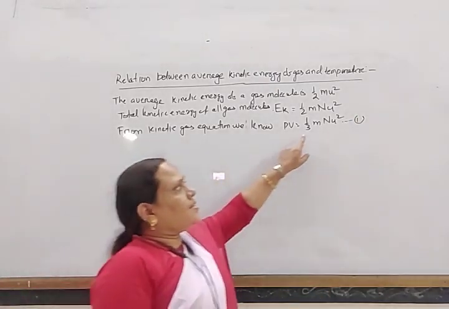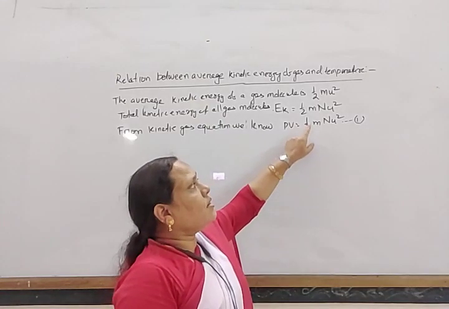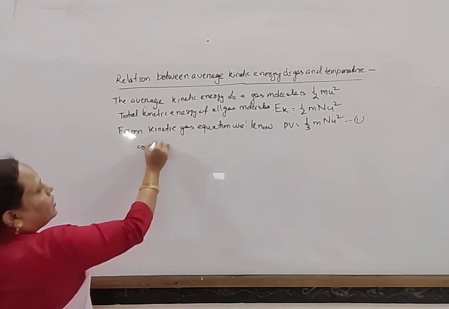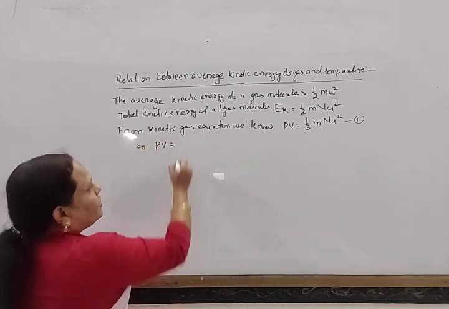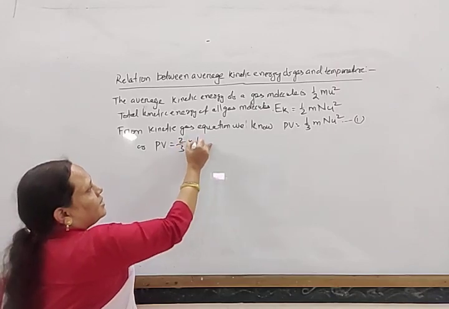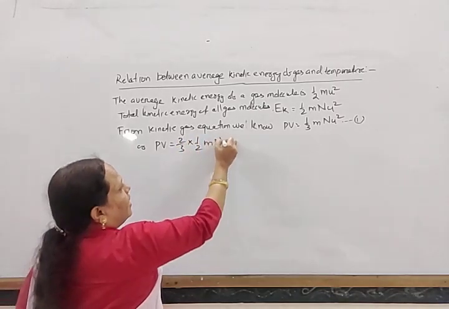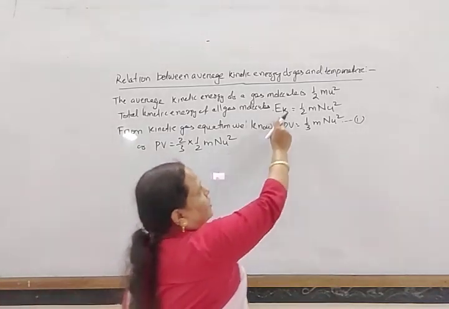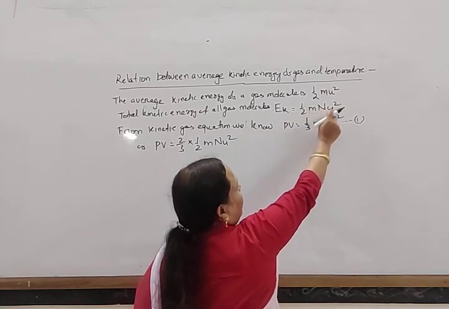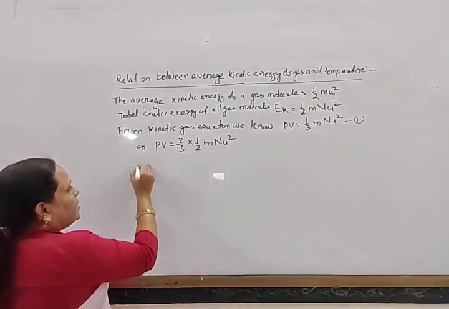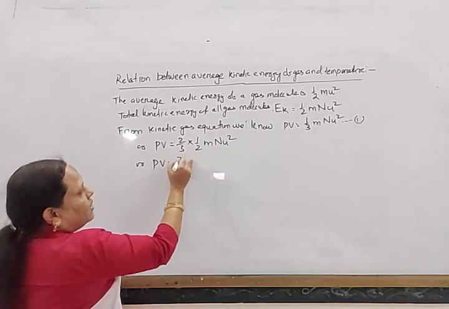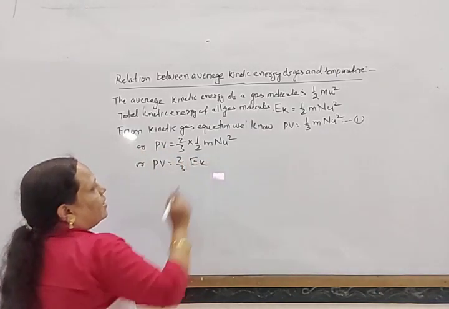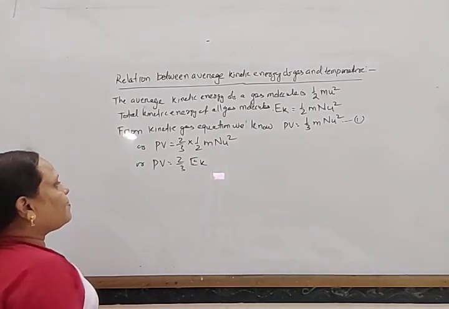Now multiply the right-hand side of this equation by 2 and divide by 2. Then what we get? PV equal to 2 by 3 into half m N u square. And this value, half m N u square, is equal to the total kinetic energy Ek. In this way, PV equal to 2 by 3 Ek.